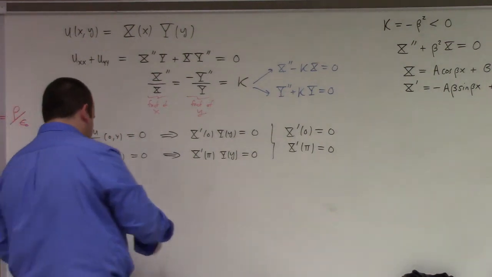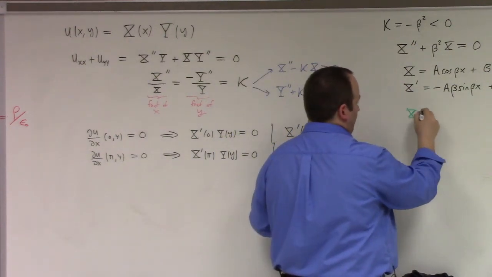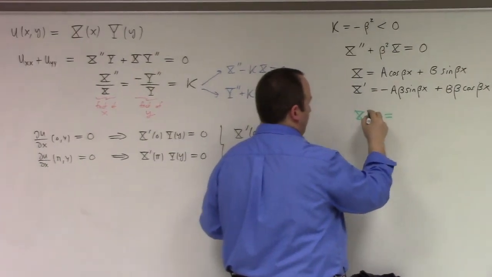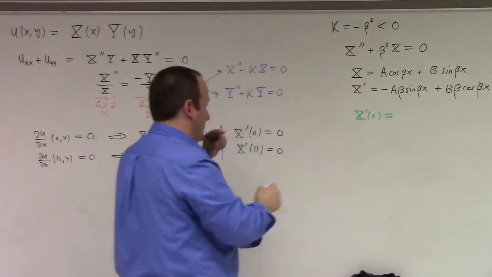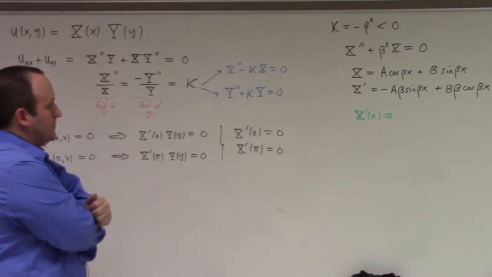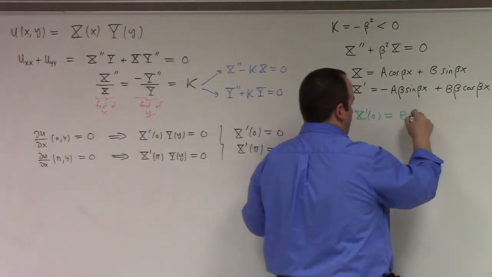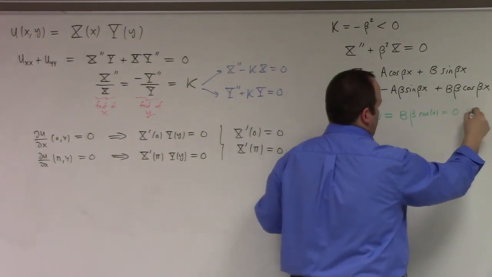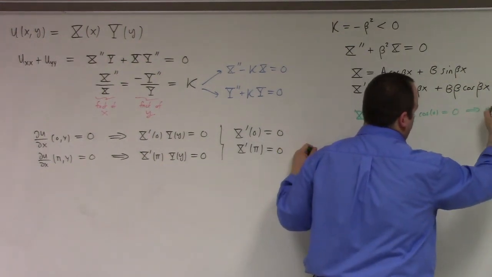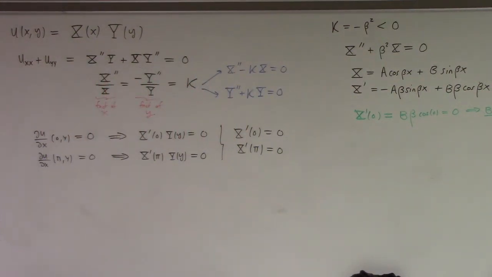What happens when we plug in 0? We get b beta cosine 0, which is 0. So that just tells me that b is 0, right? We're assuming that beta is non-zero, okay? So it must be that b is 0. What does that leave us with?